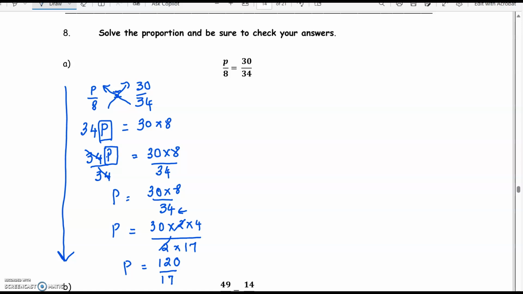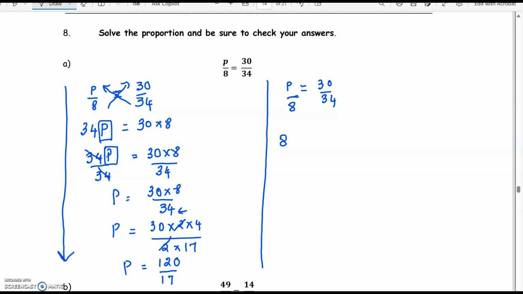Now another way in which we could solve this is, let me show you another way. Okay, so remember that the goal of solving an equation where p is the unknown is by getting p by itself, which means I need to get rid of 8 that p is divided by. p is divided by 8. The opposite of division is multiplication.